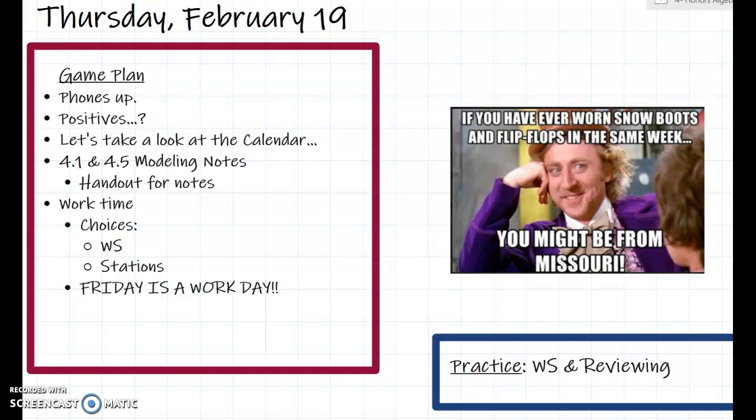Hey guys, so I just wanted to show you the agenda to start here. So we are going to go through the 4.1 and 4.5 modeling notes together. And then starting on Friday, you'll have a work day, and then we will be reviewing for our test that's coming up next week. So let's take a look at the calendar real quick.